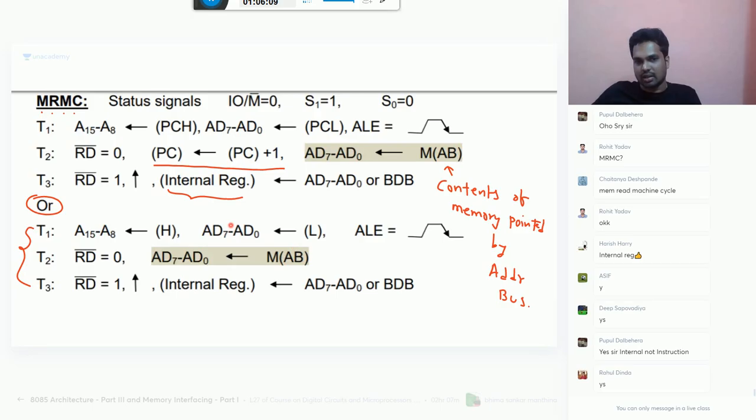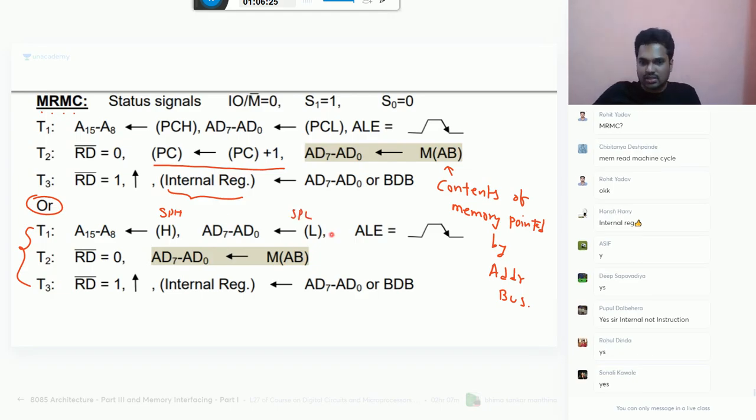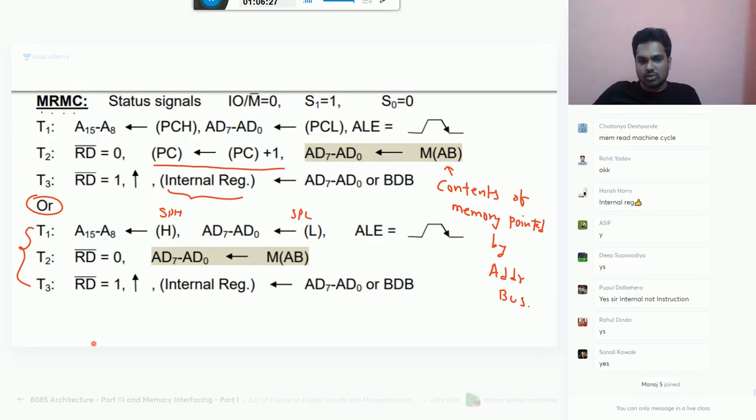For the time being, just think that sometimes there is a possibility that registers other than PC can also be loaded. I told you SP also, the stack pointer. In those cases, PC will not be incremented by 1. That is what I showed here. Okay, so let's go to the next.